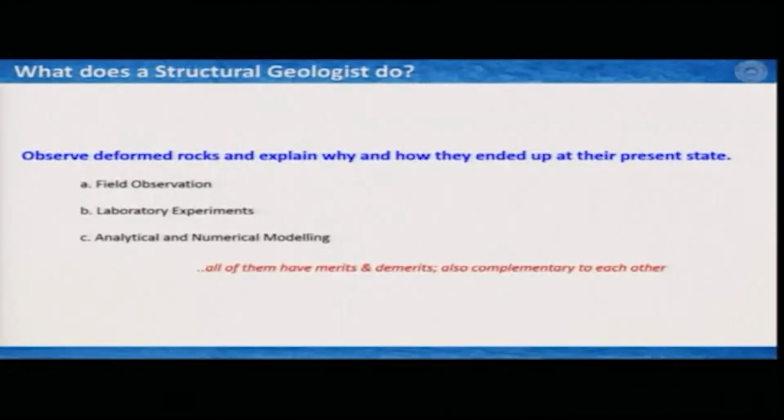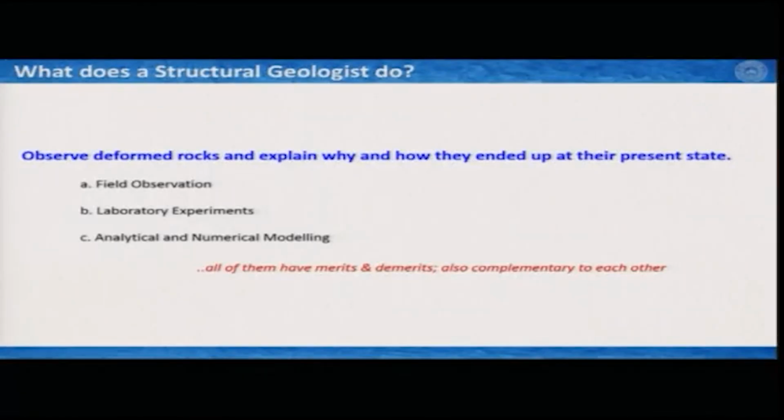Now, in this lecture we will mostly cover what are the different ways to observe and interpret a rock structure. So, the question we would ask mostly today is what does a structural geologist do, or what are the different processes a structural geologist follows to interpret a rock structure. To answer this question, what a structural geologist essentially does is observe deformed rocks in a very intelligent way and explain, with some scientific observations and evidences, why and how they ended up at their present state.